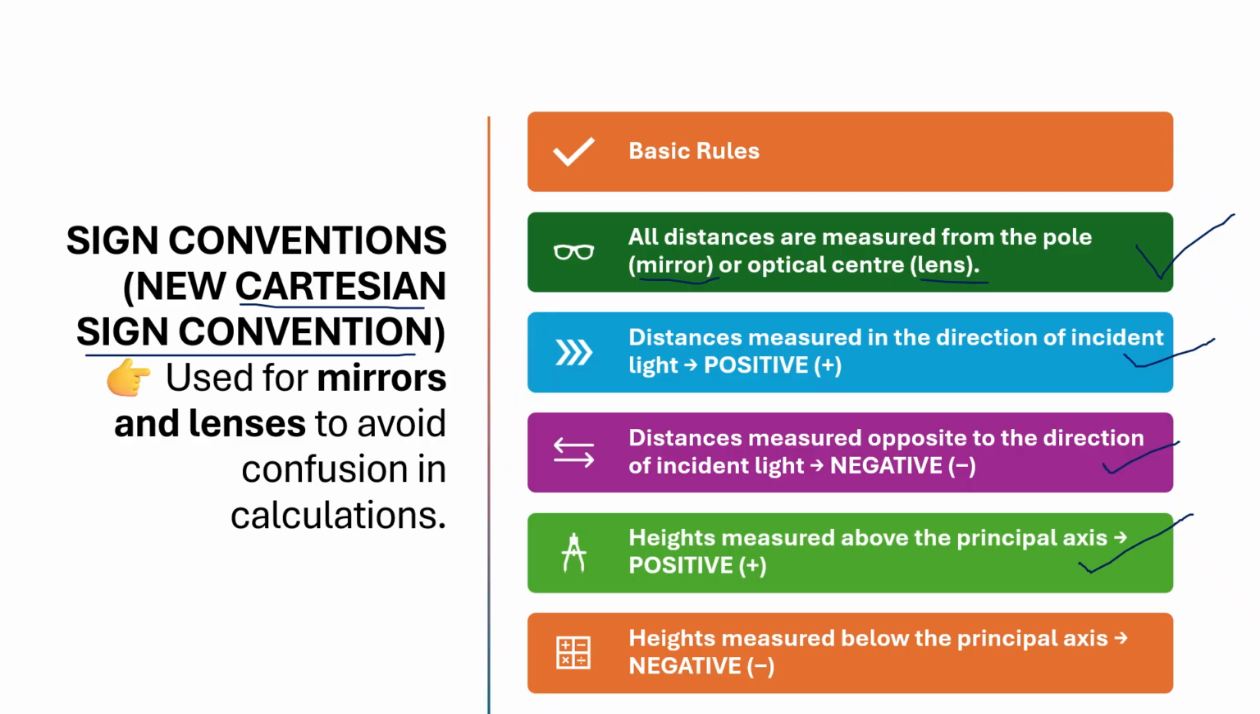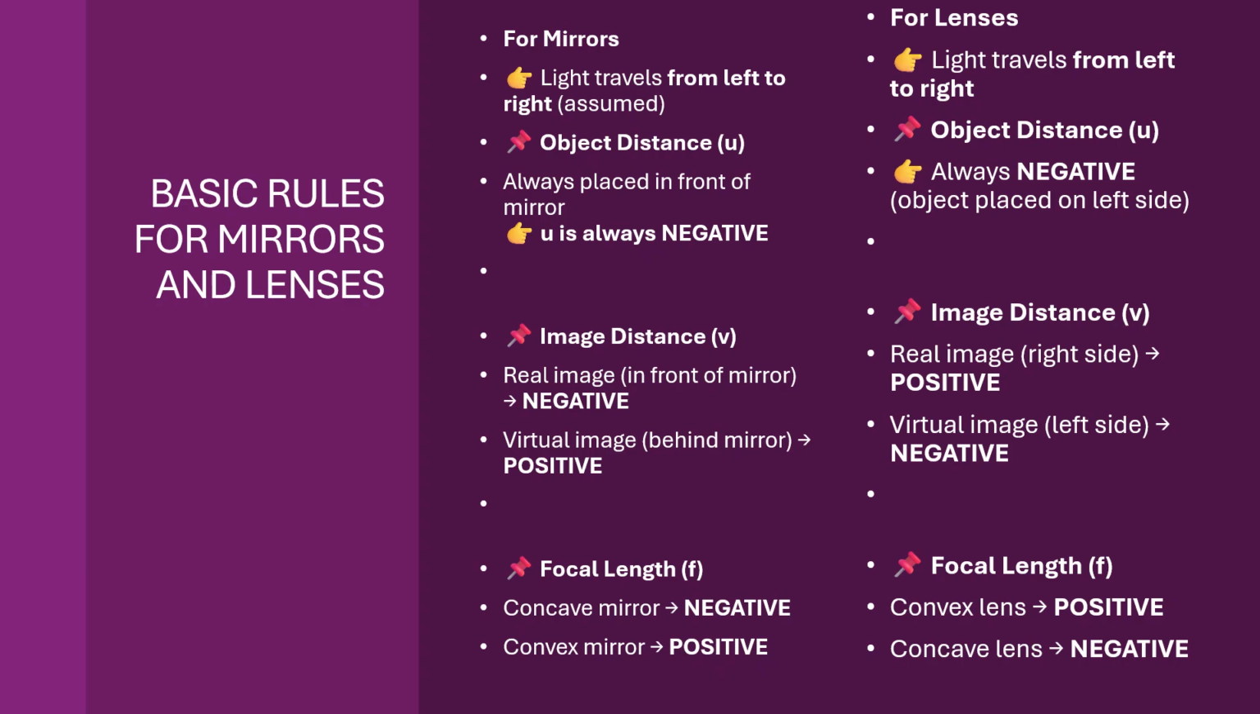Heights measured above the principal axis are positive and heights measured below the principal axis are negative. If you understand the Cartesian plane, like how this side it is positive, negative, positive and negative, that can be understood by using Cartesian sign conventions. Now let's understand the basic rules for mirrors and lenses.